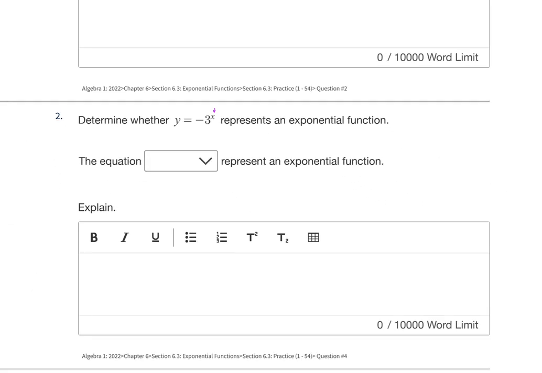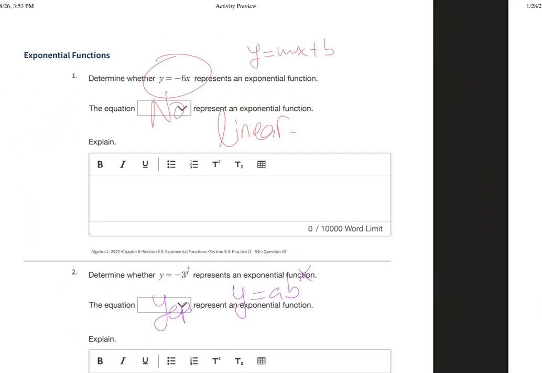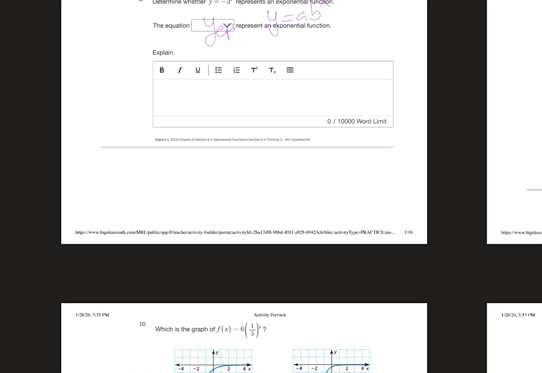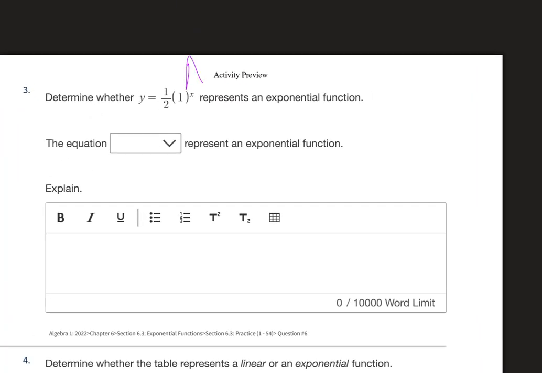Determine whether this is exponential. Yep, because it looks like this. Just like this was a linear function, that's an exponential function. Number 3, determine, is this an exponential function?